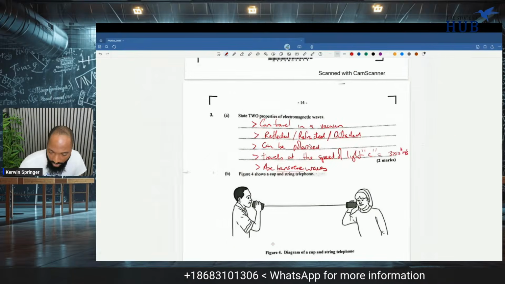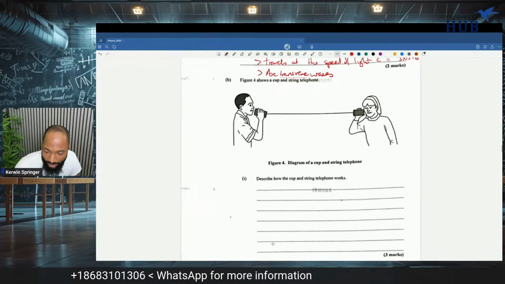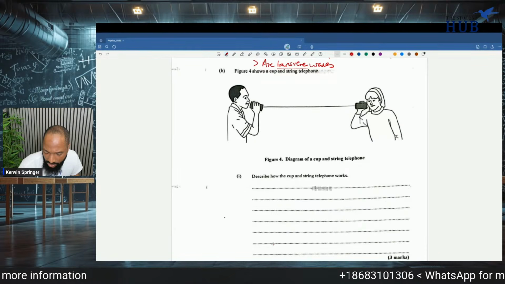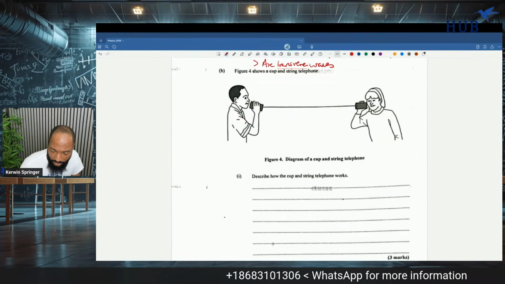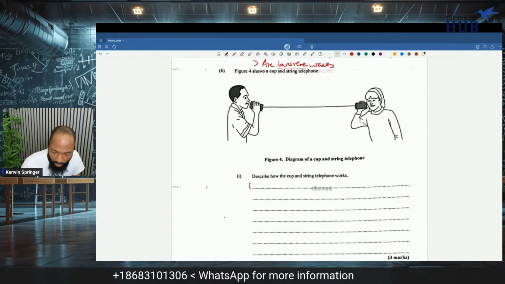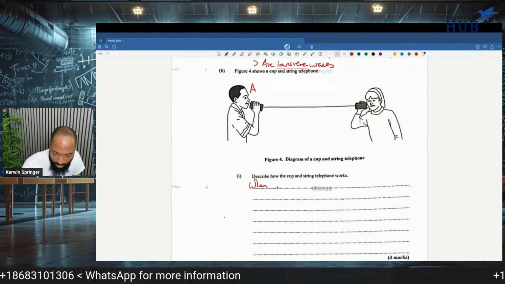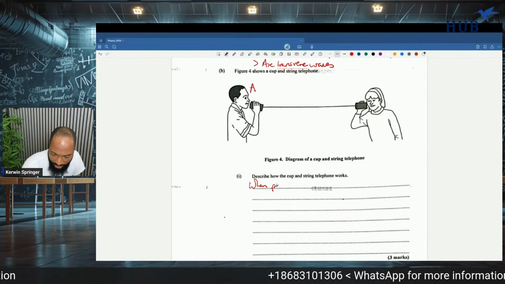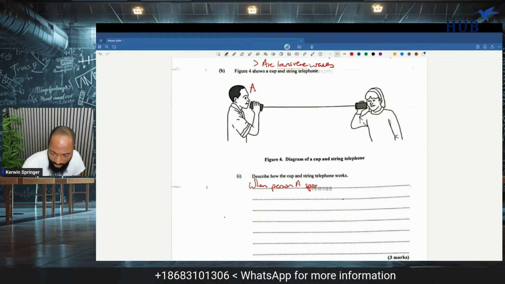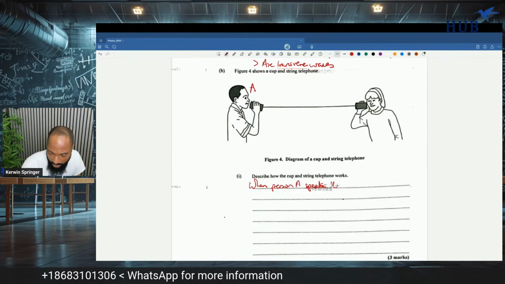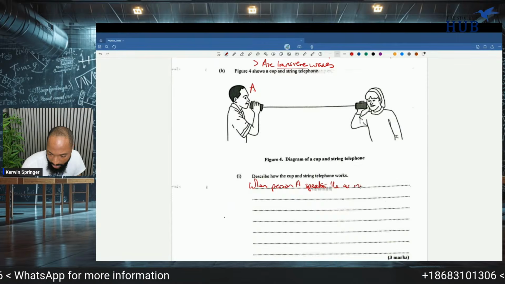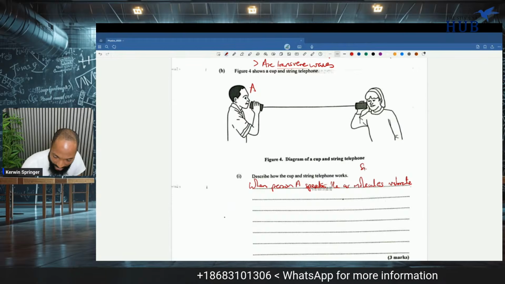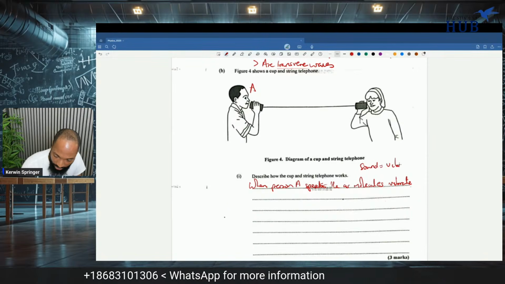Good, not enough. Figure 4 shows a cup and a string. Describe how the cup and string works. Okay. So when person A speaks, the air molecules vibrate. Well, the key thing here is that sound equals vibration, right? And vibration is sound.